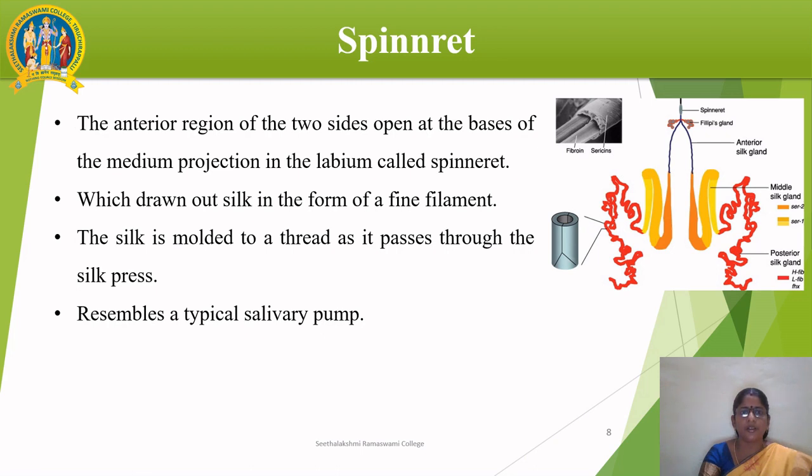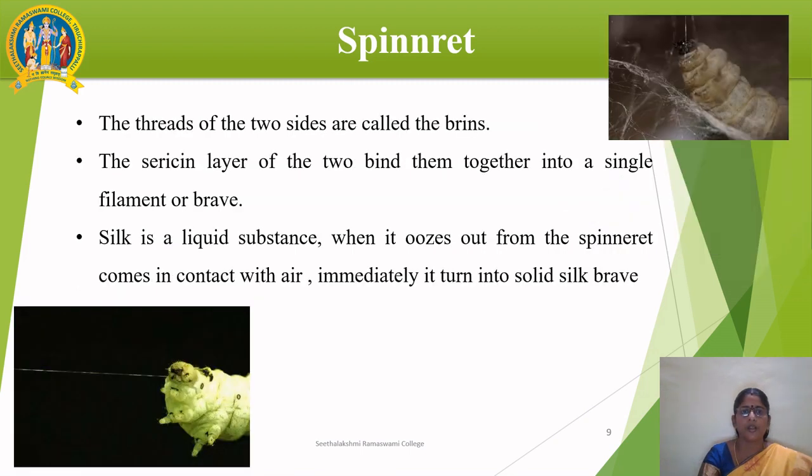Spinneret region. The anterior regions of the two sides open at the base of the median projection in the labium called the spinneret region, which draws out the silk in the form of fine filament. The silk is molded into a thread as it passes through the silk press. It resembles a typical salivary pump. The threads of the two sides are called brins. The sericin layers of the two sides bind together into a single filament called the braid.